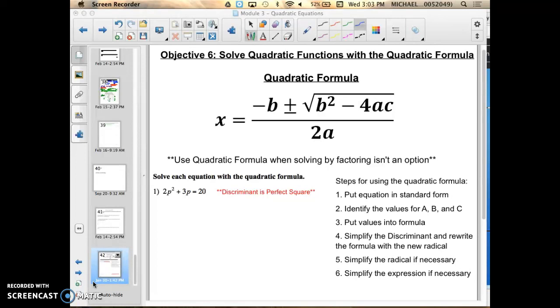It doesn't matter how many terms exist. If there isn't a B term or if there isn't a C term, you can still use the quadratic formula. It works every time, all right? That's what's so special about it.